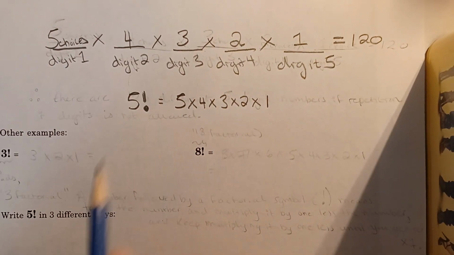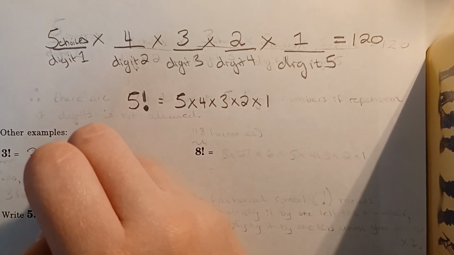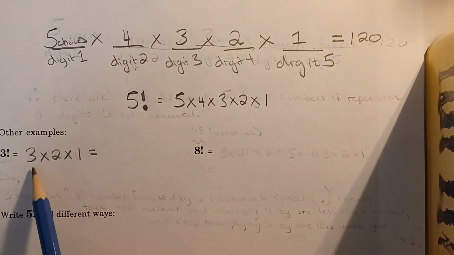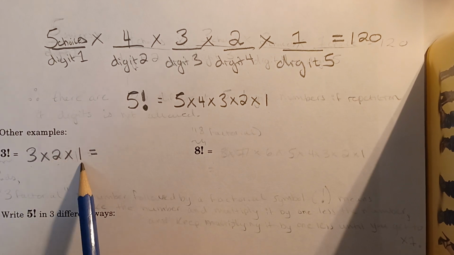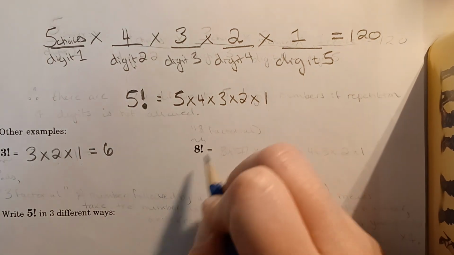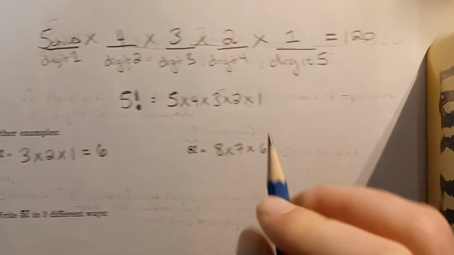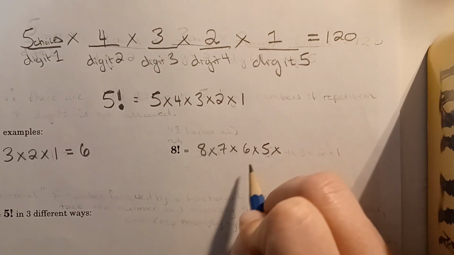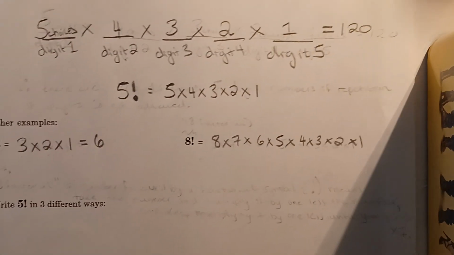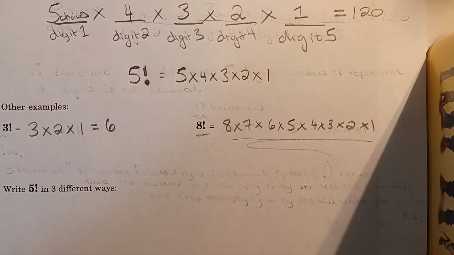and then stop. So 3 factorial would be write down that number, multiply it by 1 less, until we get to 1, so then we can stop. So that will equal 3 times 2 is 6, times 1 is 6. 8 factorial, same thing, we're going to write down the number, keep multiplying it by 1 less, until we get to 1. 8 times 7 times 6 times 5 times 4 times 3 times 2 times 1. If you multiply that all together, that would be equal to 8 factorial.